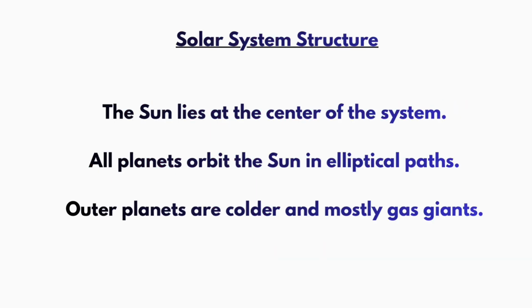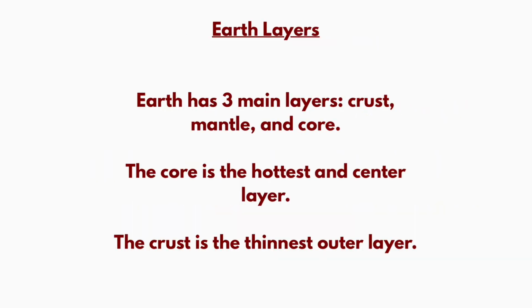Now we will talk about the layers of the Earth. So Earth is made up of 3 main layers, one inside the other. First is crust, the outermost layer of the Earth. It is the layer on which we live. Contains the land, soil, rocks, oceans and continents. It is the thinnest layer. So we can say crust is the outer surface of the Earth.